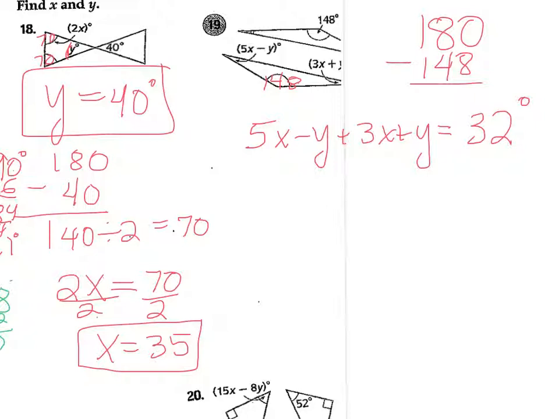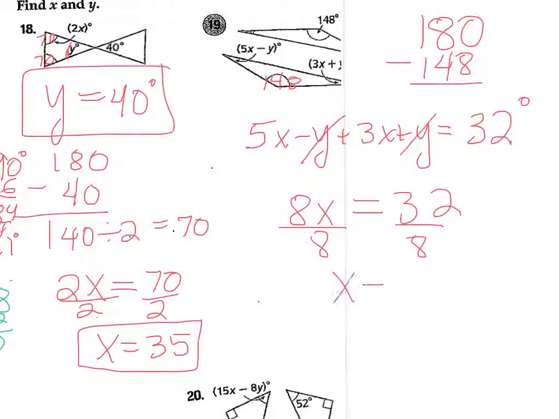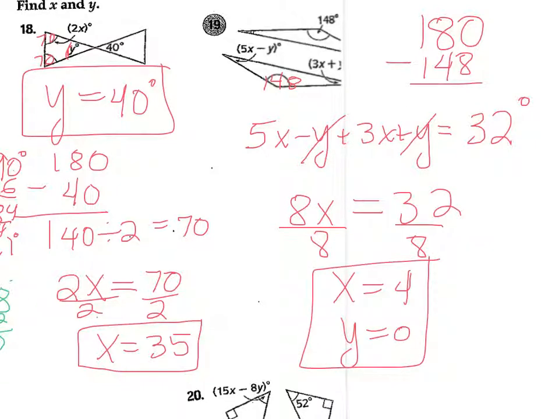Okay, and then you combine like terms. This is going to be quite interesting. So we combine the x's, that's going to be what? 8x. The y's cancel each other. And then divided by 8. Now the question is, how do we find y? So y is equal to 0, because they cancel each other when you plug in the x. So you get the 32.